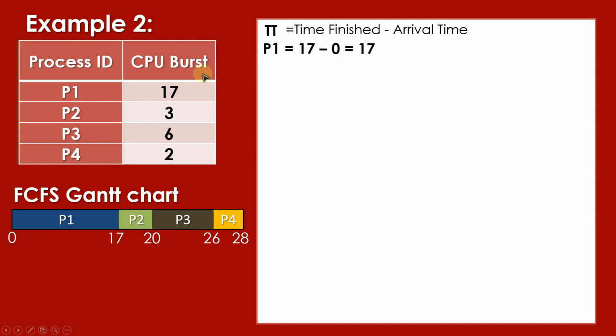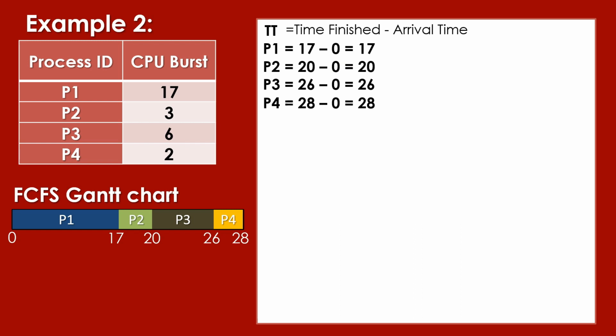So, saan nakuha yung arrival time? Wala namang nakalagay dito. We can assume na sabay-sabay silang dumating. And yung time nila is 0. So, 17 minus 0 is 17. Then, P2, we have 20. Yun po yung time na natapos si P2 minus 0. Okay? So, bakit 0 ulit? Kasi sabay-sabay silang dumating nung 4 na processes. Okay? So, 20 minus 0, that is 20. For P3, 26, that is the time finish, minus 0, the arrival time, that is 26. Then next, we have P4, 28 minus 0 equals 28.